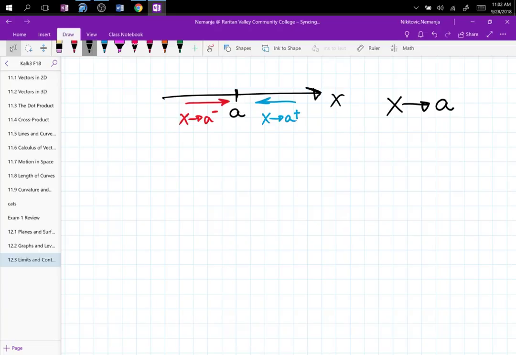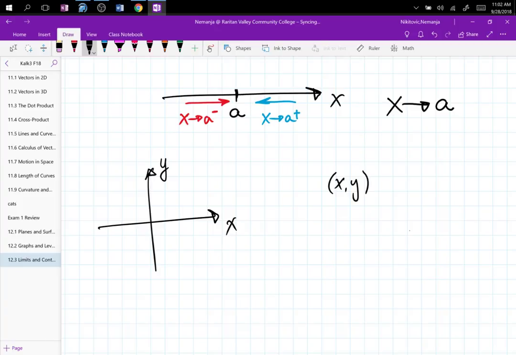Let's open the gates of hell. My domain now is two-dimensional, and I want to approach the point (x, y) that is, let's say, (2, 1). Let's locate point (2, 1) on my graph. There it is. In how many ways can I approach this point? Yes. Let me give you one of the ways to approach this point.